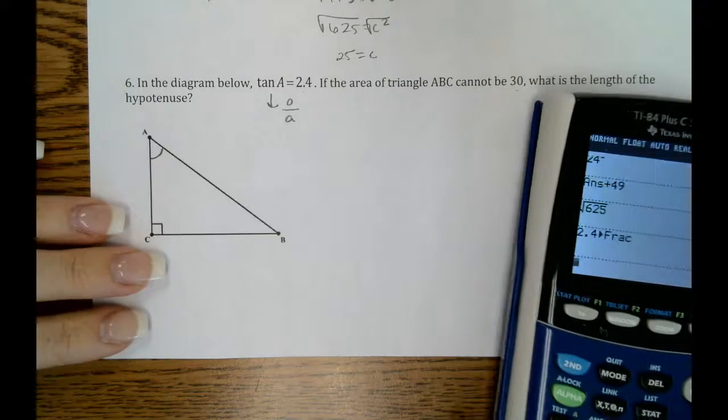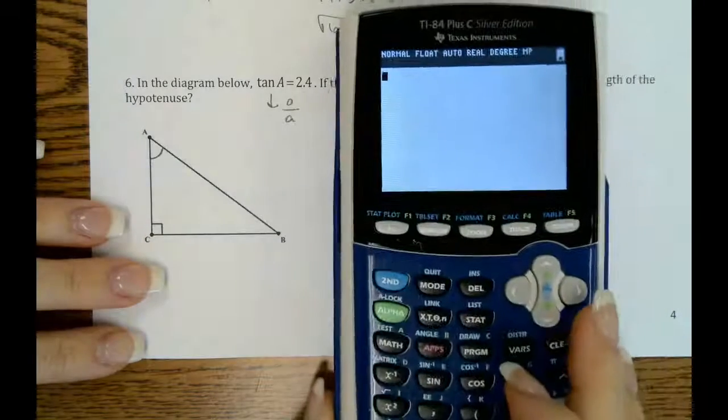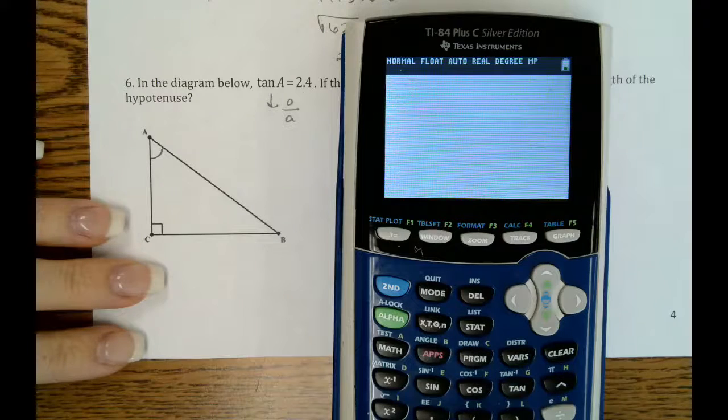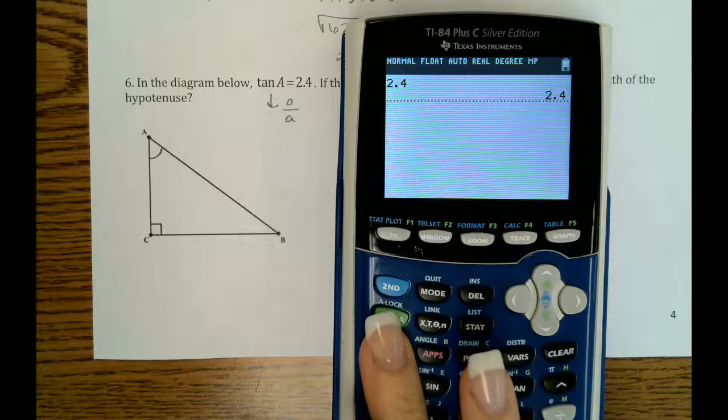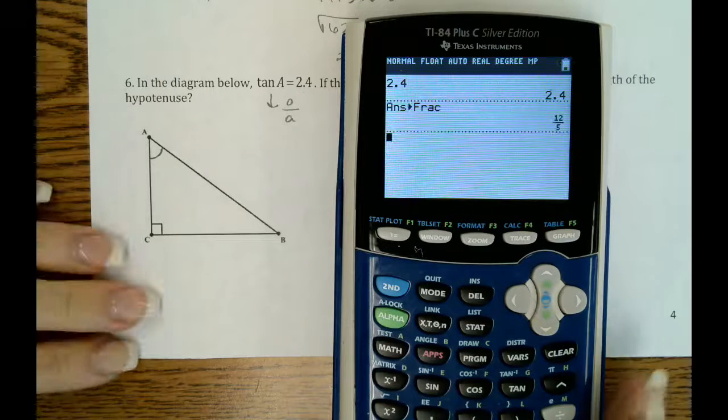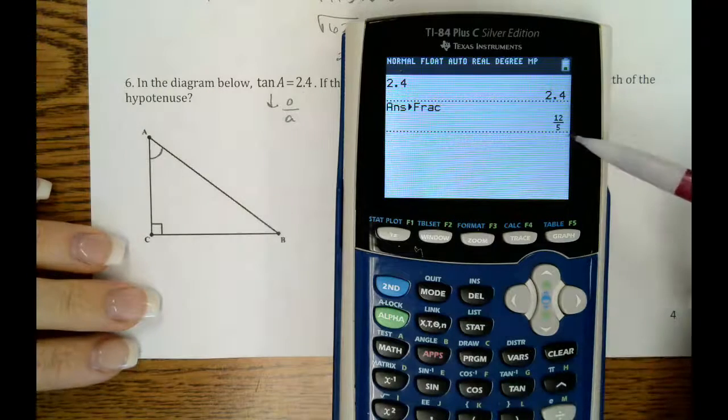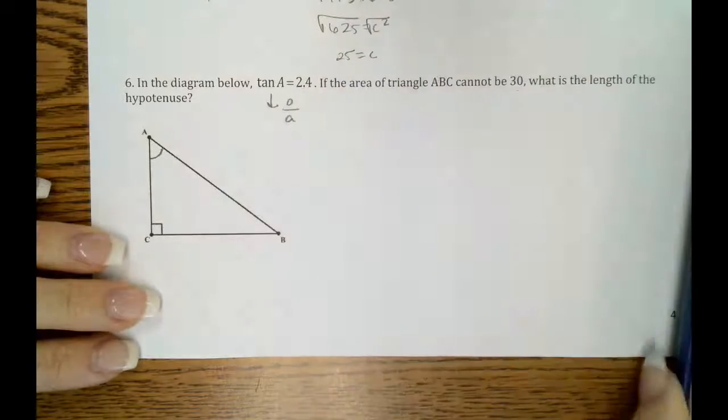Okay, and if we think about what the decimal is, it's 2.4. So let's see if we can change that into a fraction. There we go. So 2.4 is the same fraction as 12 over 5.